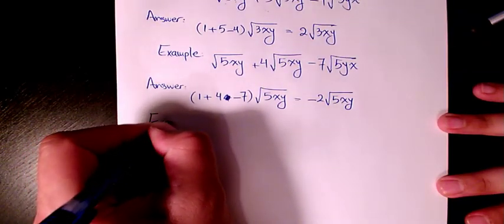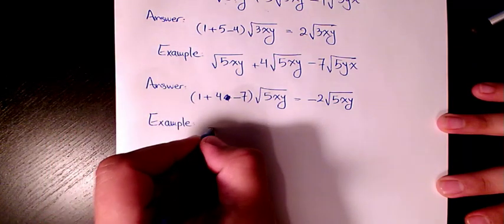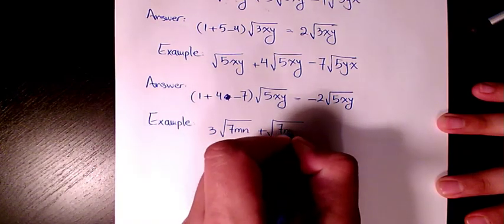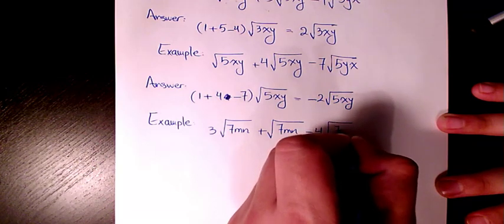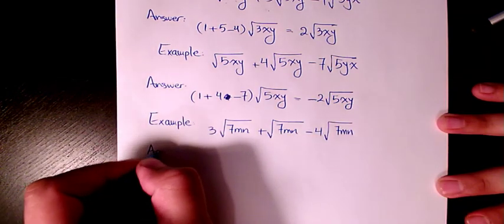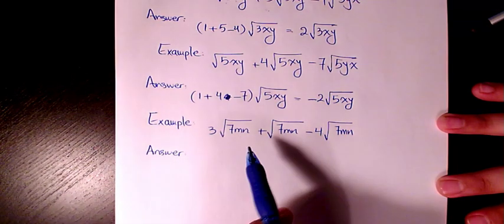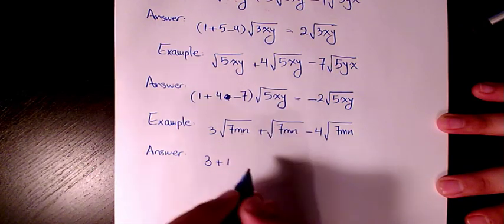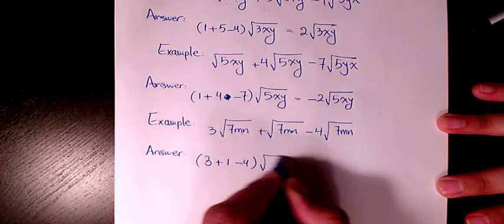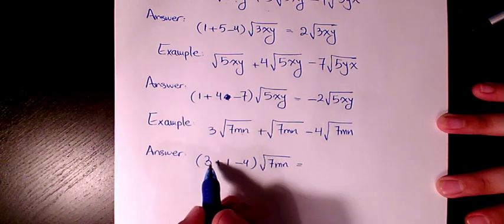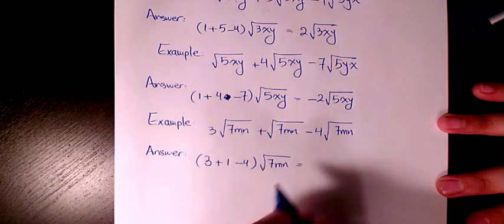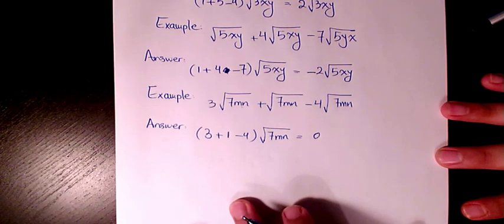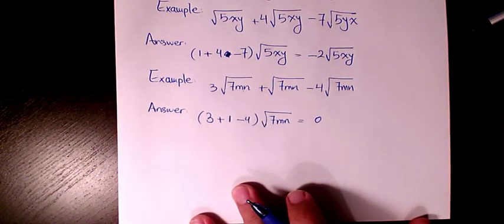Next example, we have 3 root 7mn plus root 7mn minus 4 root 7mn. If we want to simplify it, the answer is, since we have all like terms, 3 plus 1, that's why you don't see it, 1 minus 4 square root of 7mn. 3 plus 1 is 4, minus 4 is 0, so 0 times square root of 7mn is going to be 0. This is the final answer.